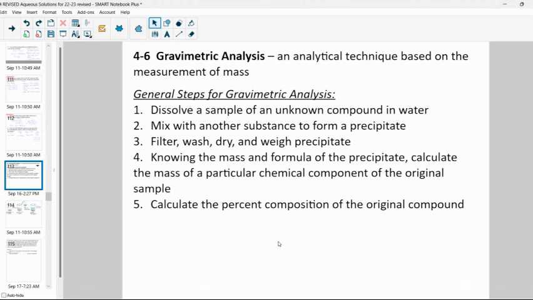It says, 1, dissolve a sample of an unknown compound in water. Mix with another substance to form a precipitate. So if we're forming a precipitate, this is a double replacement reaction. Filter, wash, dry, and weigh the precipitate. Then, knowing the mass and formula of the precipitate, we're going to do some calculations and figure out how much of that particular component is in the original sample, and then we can figure out the percent composition.